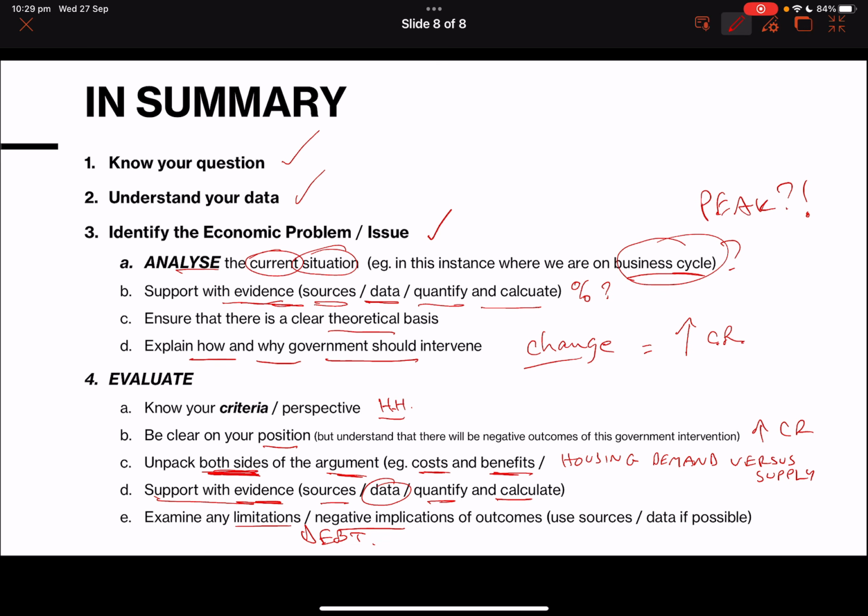And if you fluff these big questions, if you go off track with them, it can have a really big impact on the marking of your overall paper.